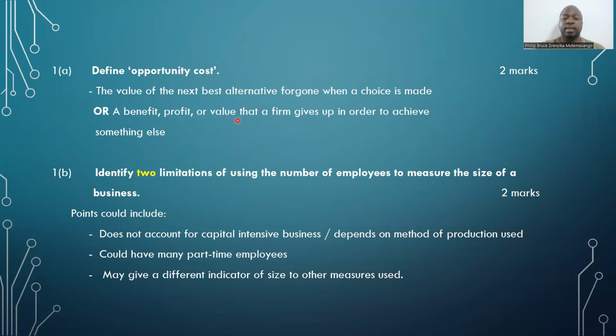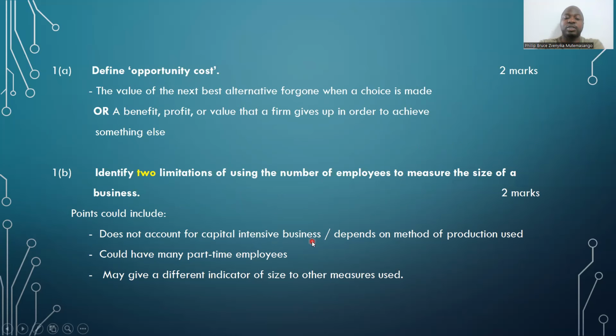There is one more point given there, right, that you can also go on to provide for you to get your 2 marks. Then part B, it says identify 2 limitations of using the number of employees to measure the size of a business. And remember, if a question says identify, you need to state the points or the facts. You don't need to explain them.